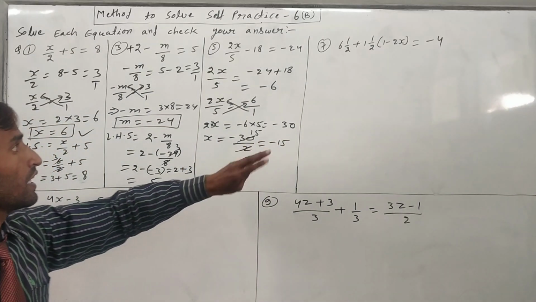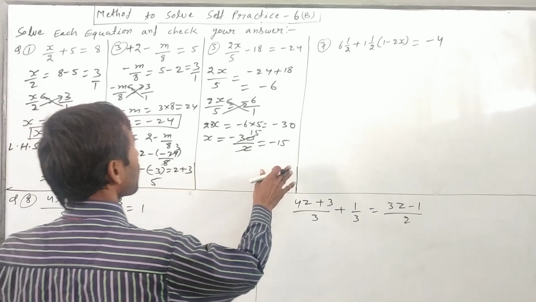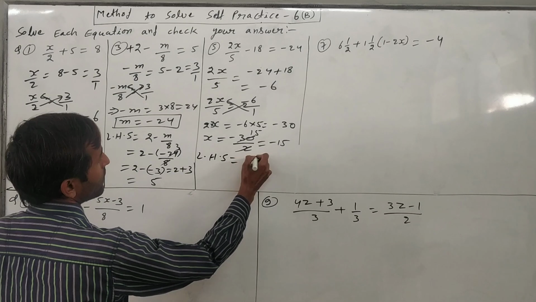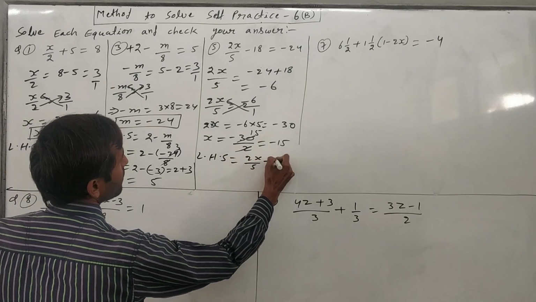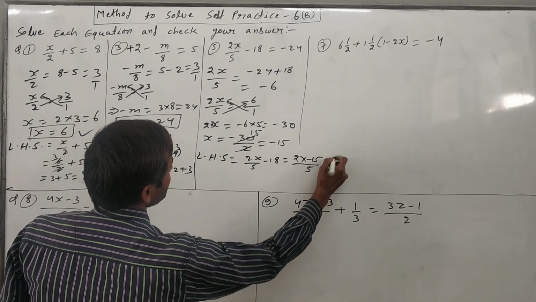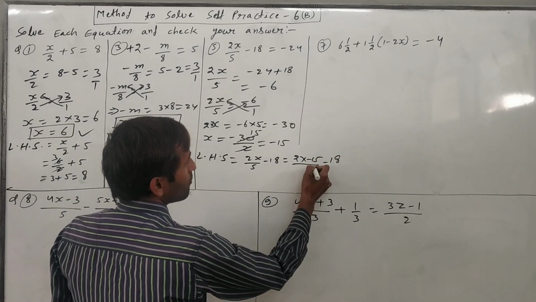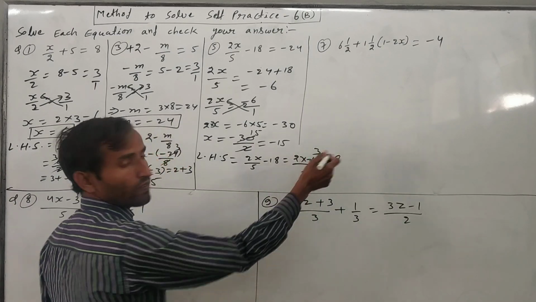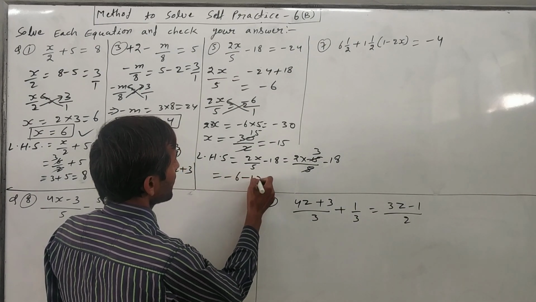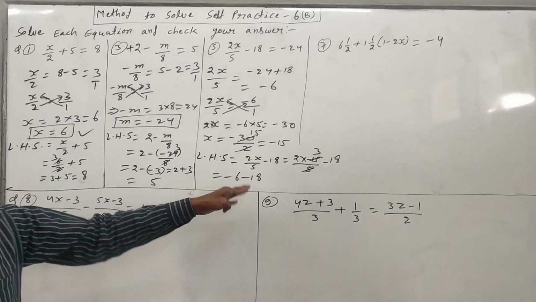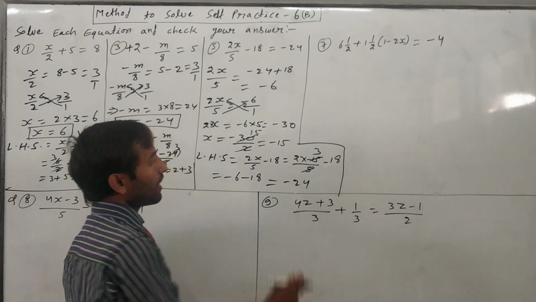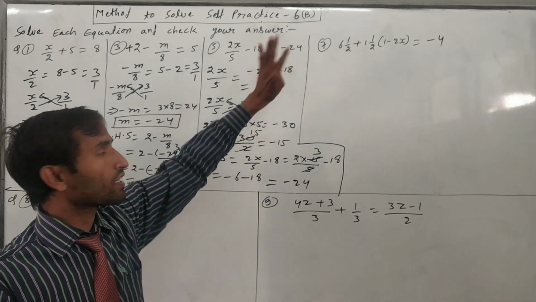This is the answer. Now we have to check whether our answer is wrong or correct. For that we put LHS: 2x upon 5 minus 18. In place of x we put minus 15: 2 into minus 15 upon 5 minus 18. Now we cancel out, 3 jumps, so minus 2 into minus 3. Here the minus sign is there, so it will come minus 6 minus 18. Now both have a negative sign, so we add, and it will come minus 24. So the final answer is minus 24, and in RHS also minus 24. So our answer is correct.